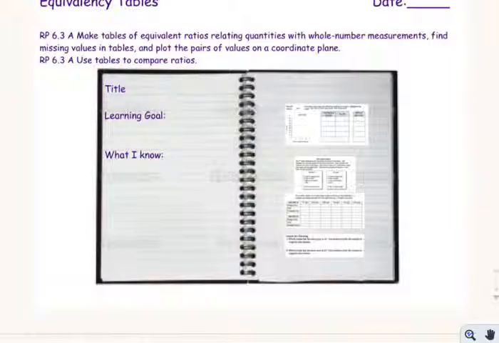make tables of equivalent ratios relating quantities with whole number measurements, find missing values in tables, and plot the pairs of values on a coordinate plane. You're also going to use the tables to compare ratios.